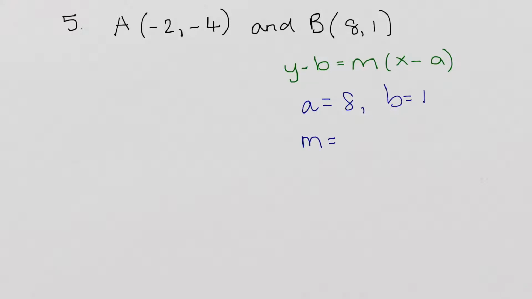So in order to find that, I first of all need to work out my y2 minus y1 over x2 minus x1. Sub the points from a and b into your formula to get your gradient. Once you've then got your gradient, you can sub your a, b and m into this formula here and rearrange it so that it's in the form y equals mx plus c.